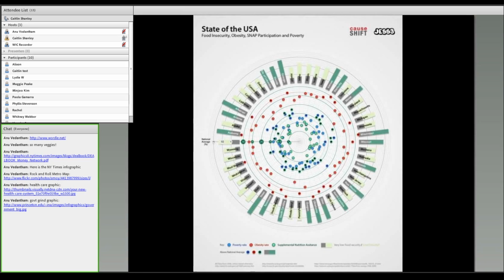This graphic talks about the state of the USA in terms of food insecurity, obesity, and then SNAP participation and poverty. It's pretty complicated. There are several data points, but it doesn't take up very much space. It's also pretty hard to read because there's no clear hierarchy of how things are related to one another. So those are a couple of reasons this is not as successful as some of the other ones that we looked at.